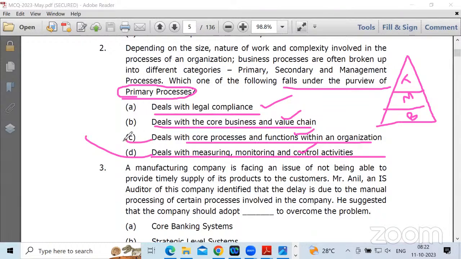So within the organization, operational deals with core business. Now, operational, but in the value chain. Value chain means what? It is connected with the various other activities also. Deals with legal compliance now, only one operation. Now, thereby, what will be the correct exact answer?